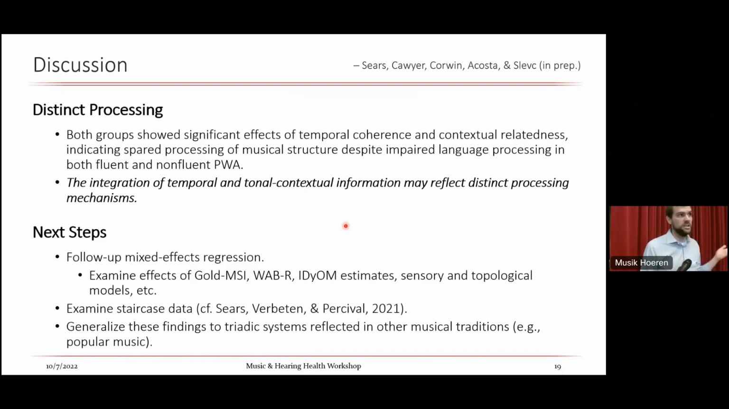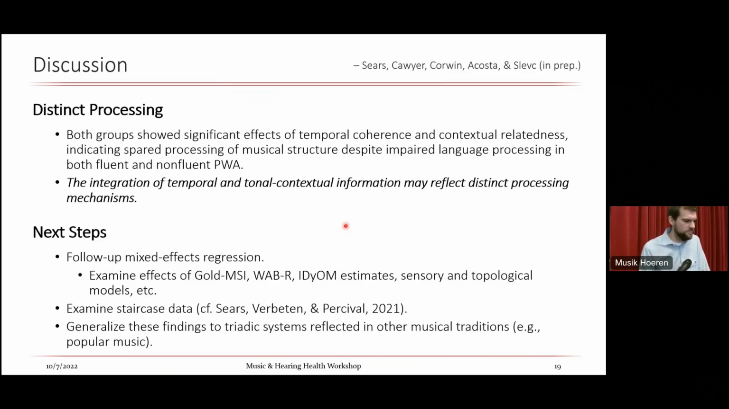Now we're doing some follow-up steps. This is really in medias res. We ran the study last summer and we've done most of the data analysis, but I'm writing up right now. So we want to do a mixed effects regression to look at the Goldsmiths MSI, their WAB-R scores, the model's estimates, and other models to see what are the best predictors of our data. We want to look at the staircase data a little bit more carefully and make sure the staircase was working well for all of our participants.